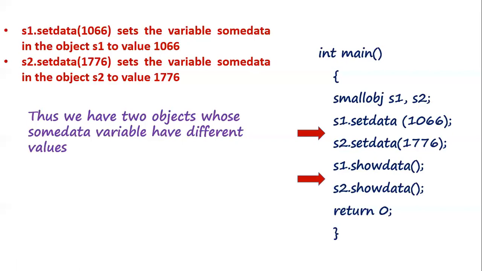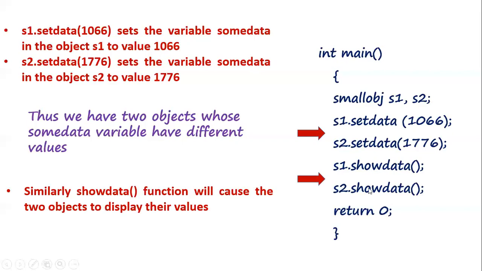Now we have another function, show data, and what it does is cause the variable some data to be displayed on the monitor. That is the basic duty of this particular function. So the show data function will cause the two objects to display their values. These two objects can display their individual values of some data on the monitor, and that is the function here.